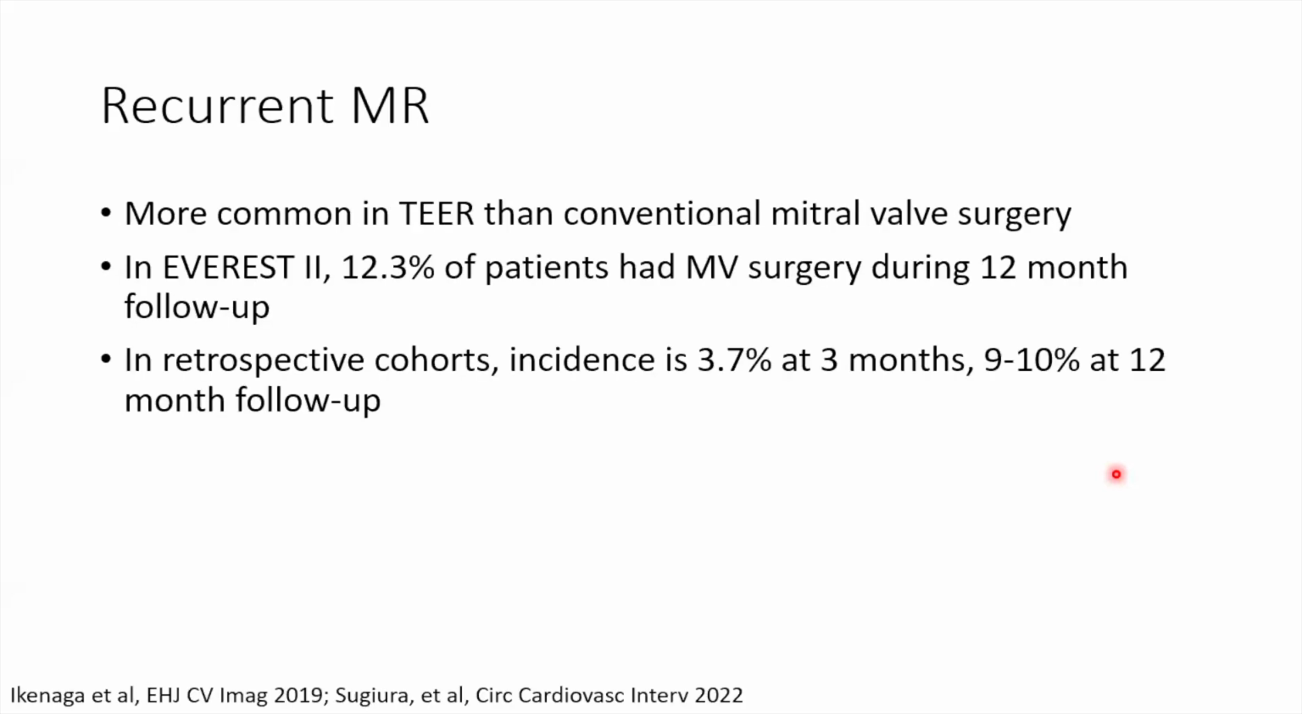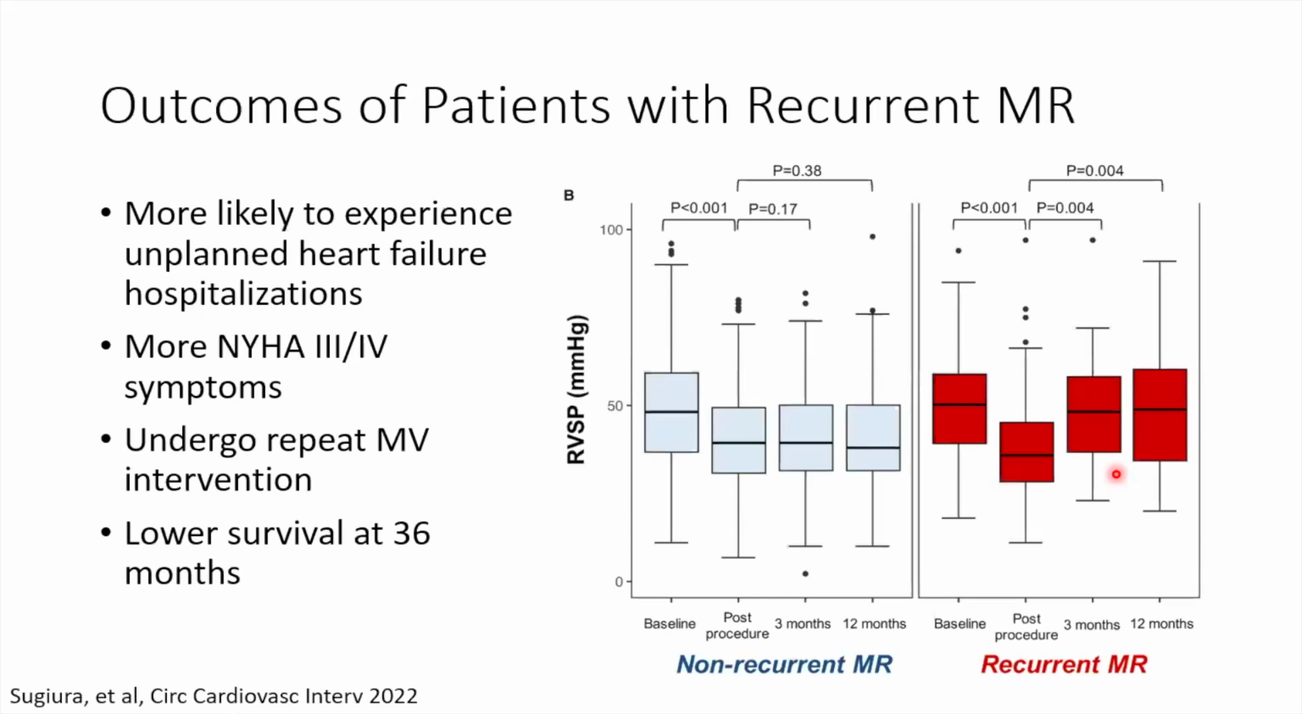Recurrent mitral regurgitation after TEER is more common than in conventional mitral valve surgery. In the EVEREST II trial, about 12.3% of patients actually needed repeat or mitral valve surgery during the 12-month follow-up. In retrospective cohorts, the incidence at 3 months was about 3.7% and 9 to 10% at 12-month follow-up. Patients with recurrent MR actually have worse prognosis. So this is why it's relevant to reassess the mitral regurgitation in these cases. They're more likely to experience heart failure hospitalizations, more likely to have symptoms, obviously more likely to undergo repeat mitral valve interventions. And they actually have lower survival based on this study at 3 years.